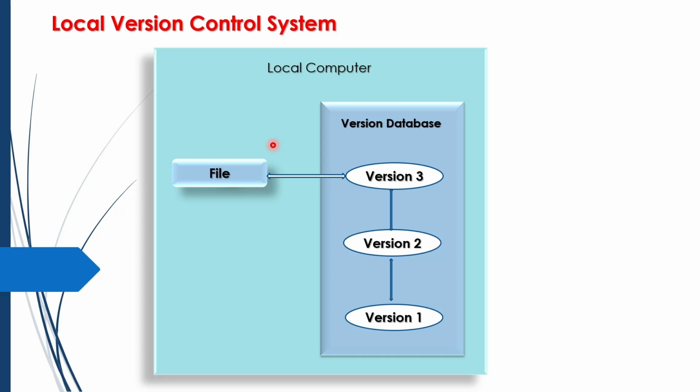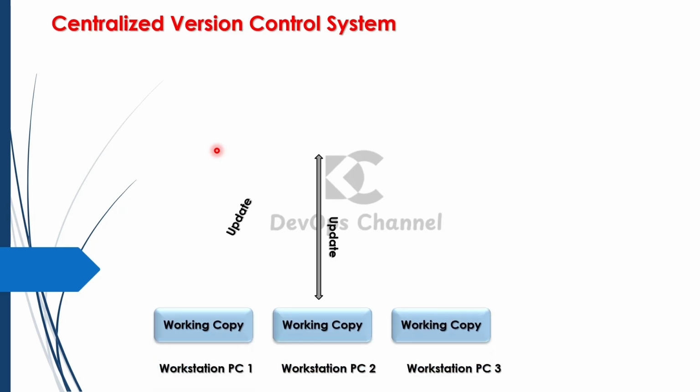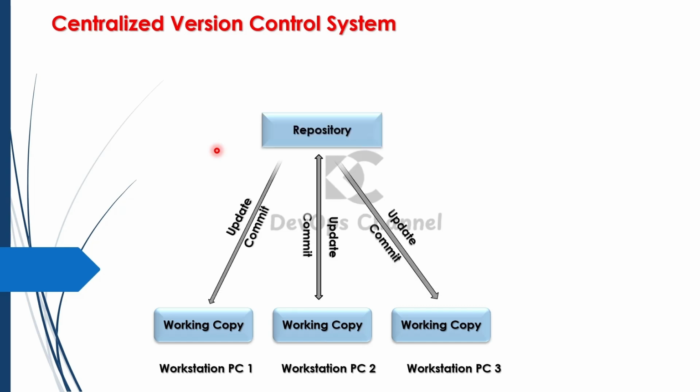Now, let's come to the centralized version control system. Please ignore this one, I think this might be some error with my PPT. So basically there are three workstation PCs, and on all of these you might be working on a copy of a repository. There will also be a single repository on your server, so you have a connection like update or commit from each working copy to that single repository on the server.